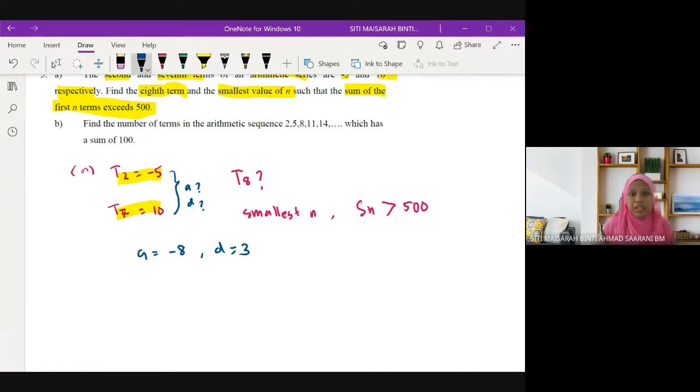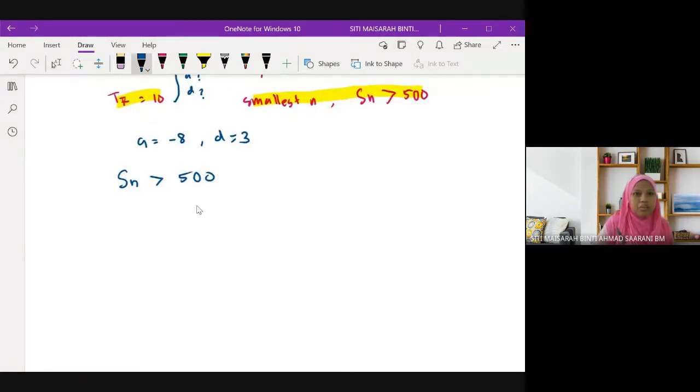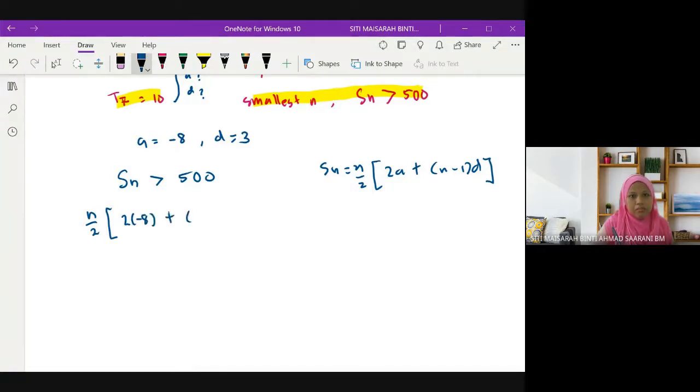Alright. So then, Media nak tunjuk yang part yang smallest n ya. Okay, yang ni. Yang ni nanti T8 tu awak carilah. Untuk smallest value of n ni, kita punya maklumat is Sn more than 500. Sn formula untuk arithmetic adalah n over 2, 2a plus n minus 1 multiplied by d. So then kat sini n over 2, 2 multiplied by -8 plus n minus 1 multiplied by 3 exceed 500, more than 500.